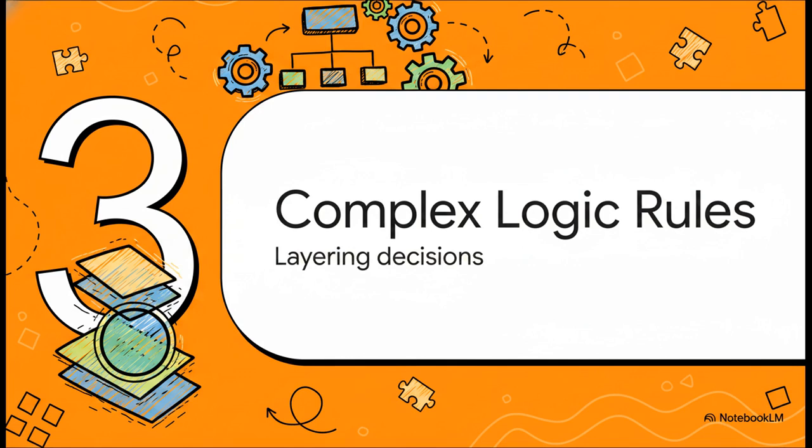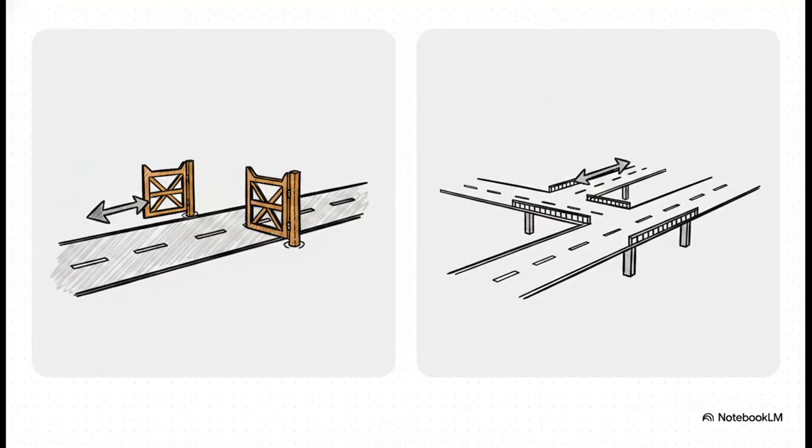Section 3. Navigating complex conditional logic. This is where we start layering our decisions for actual real-world scenarios. Now, real life rarely has just one simple rule, right? Often you have to check multiple conditions all at the exact same time.